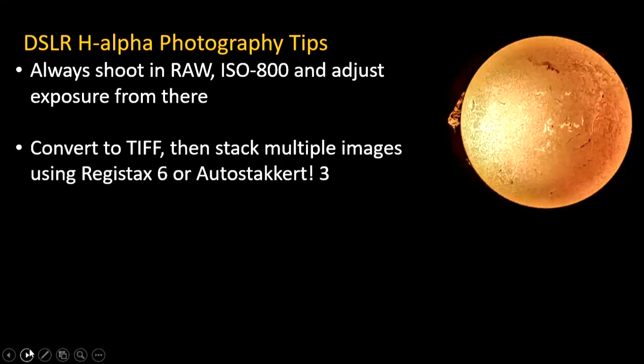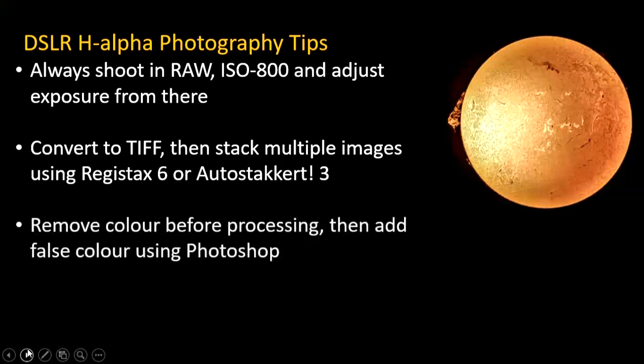What you then need to do is convert them into TIFF files, and then you can stack images using Registax 6 or AutoStakkert 3 or 4. Now we've got AutoStakkert 4. I forgot to change the number on this slide. Either one of those is great for stacking sun images, but they can't handle raw files, so you need to convert them into TIFFs first. You can do that with many different pieces of software. I always use FastStone Image Viewer. You can batch convert anything with that.